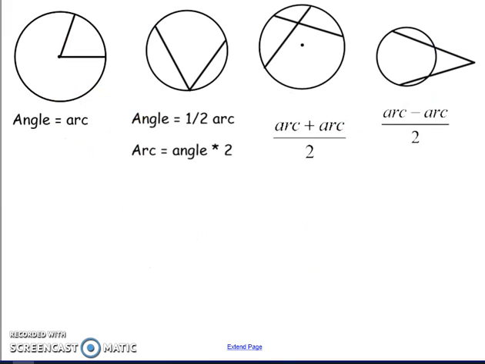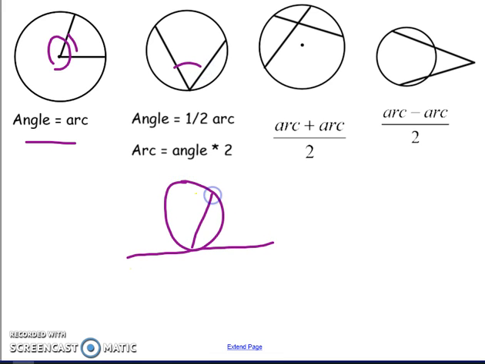All right, so a quick summary of all the different things we've done. For our central angle, our vertex is at the center of the circle. Our angle and our arc have the same number of degrees. In our inscribed angles, our vertex is on the circle, and remember this also holds true for the ones that look like this. Anywhere where your vertex is on the circle, we're going to take the arc and divide by 2, or we're going to take the angle and multiply by 2 to get the arc.